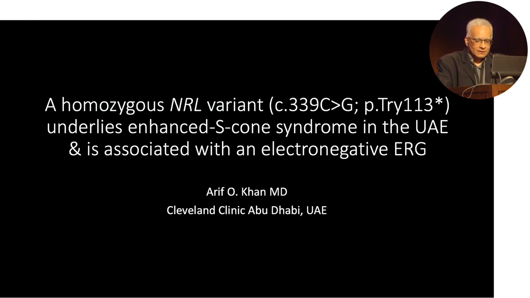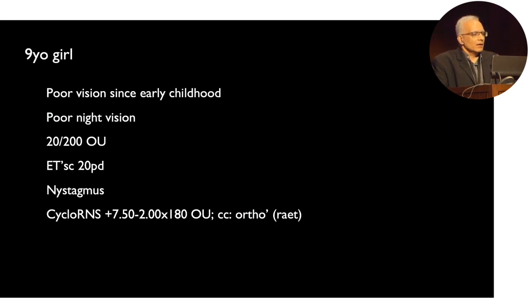This is a long title, but really what I want to share with you is just a clinical observation I've made about enhanced S-cone syndrome in my practice over the last year. So this is the typical patient that comes in that will end up having enhanced S-cone syndrome in my clinic: a young child, poor night vision, reduced vision that doesn't fully correct to 20/20, typically with esotropia that straightens with hyperopic correction. When I see someone presenting like this, in my experience, already I'm suspecting enhanced S-cone syndrome.